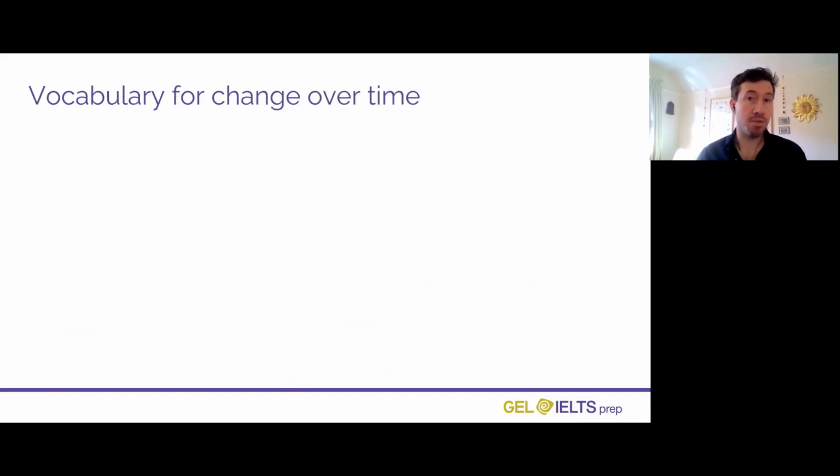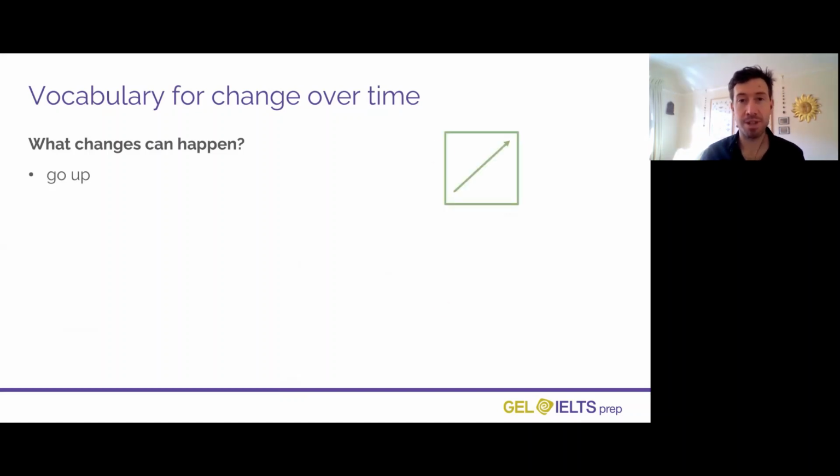So let's start with some vocabulary for talking about change over time. Well, the key things really are what changes can happen. That's what we need to know. And there's basically 4 changes. It's quite simple. Things can go up, which will be represented by this. The data or the number can go down. That's another thing that can happen, right? Which will represent as this.